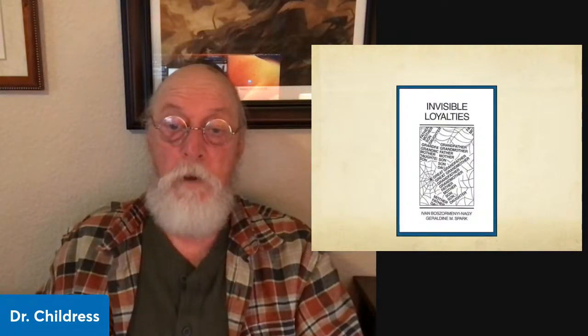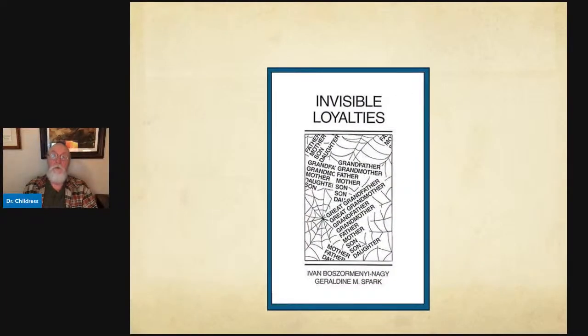And because we have all these loyalties in the family, I would want to point out Ivan Boszormenyi-Nagy and Geraldine Spark, invisible loyalties. Boszormenyi-Nagy is a family systems therapist known for contextual family systems therapy. And look, he's written the book on invisible loyalties. And that's exactly what we have in the family. We got Nick loyal to mom, Danny loyal to dad.